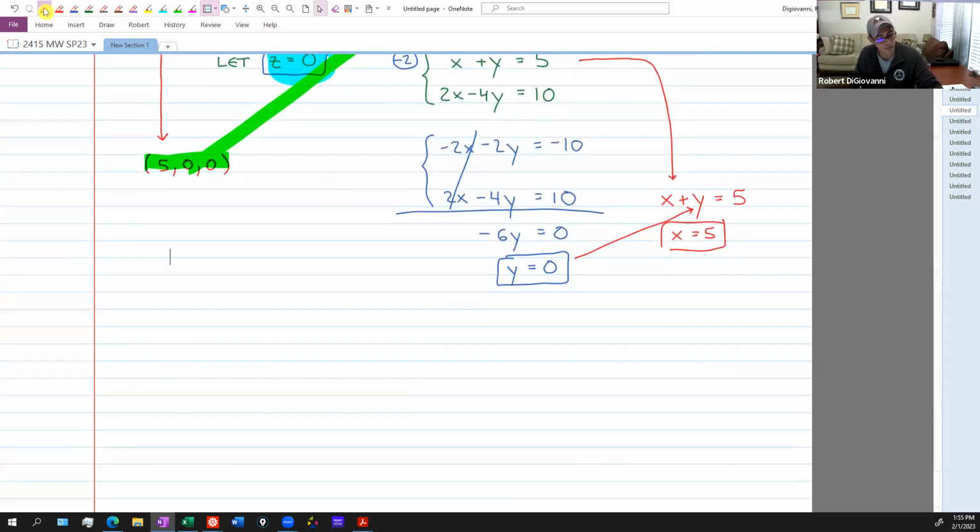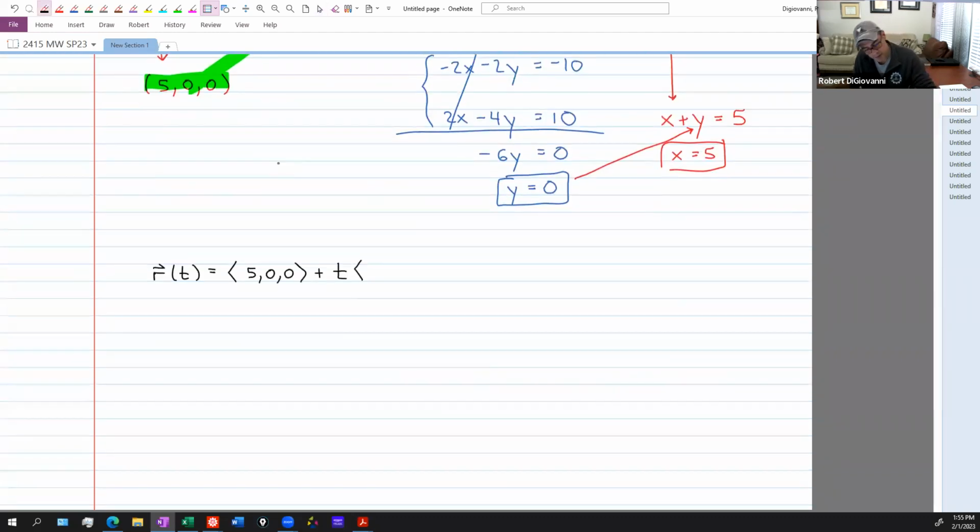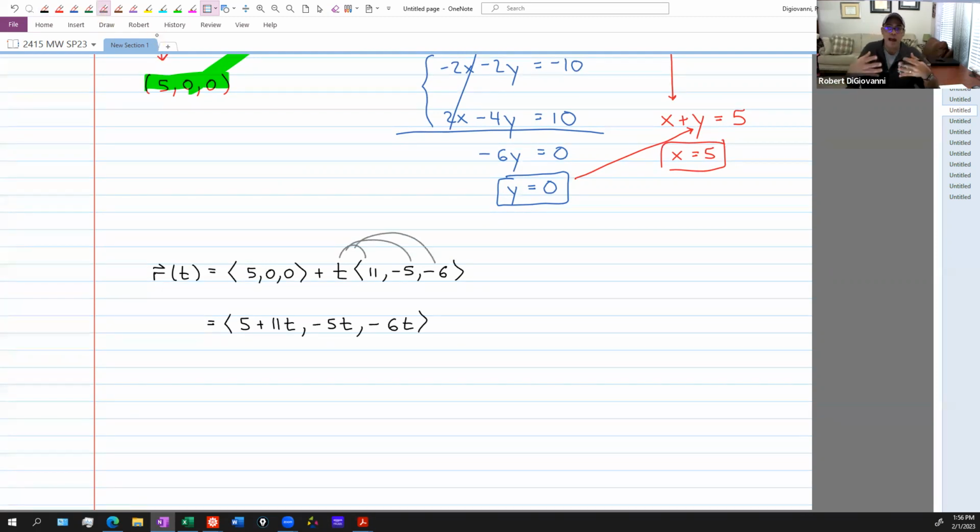So here's our almost final answer. R of t equals R naught, which is the vector 5, 0, 0, plus t times the vector v, which is the vector 11, -5, -6. That's one way I could write it. I could also write this as the vector 5 plus 11t, -5t, -6t. All I did there was distribute the t through and then add the two vectors together.